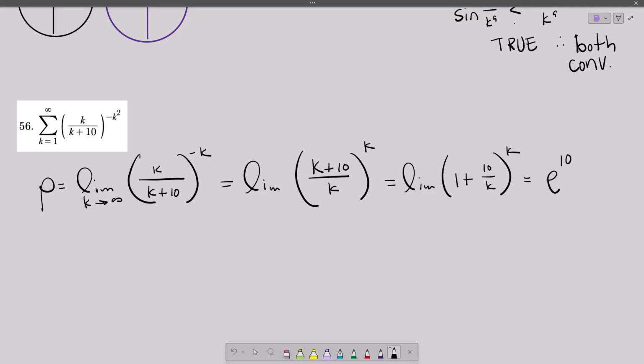Root, ratio, and geometric, we compare to 1. This is root. So root, ratio, geometric, we compare to 1. Divergence test, we compare to 0. Is this bigger than 1? Yes. Therefore, diverge. So root, ratio, and geometric, bigger than 1, diverge.